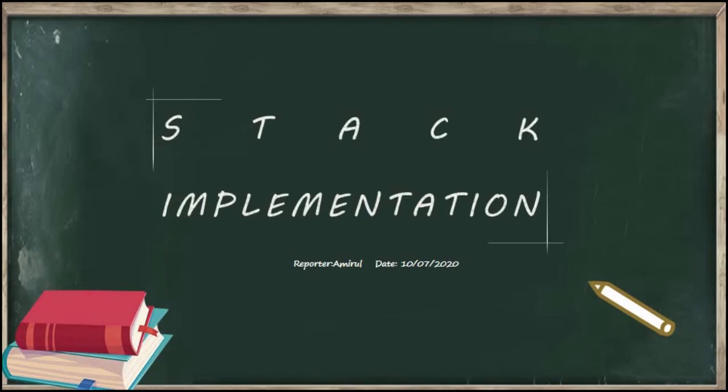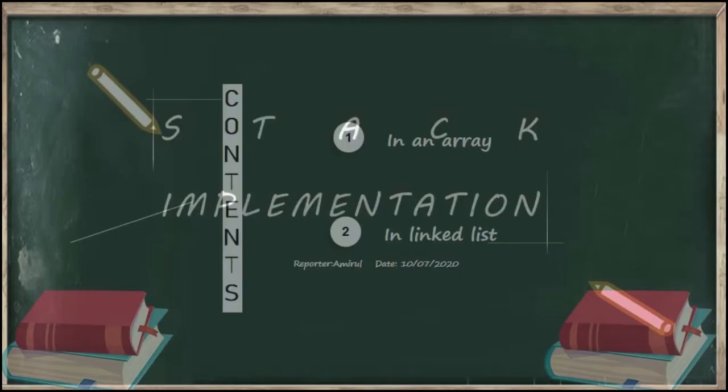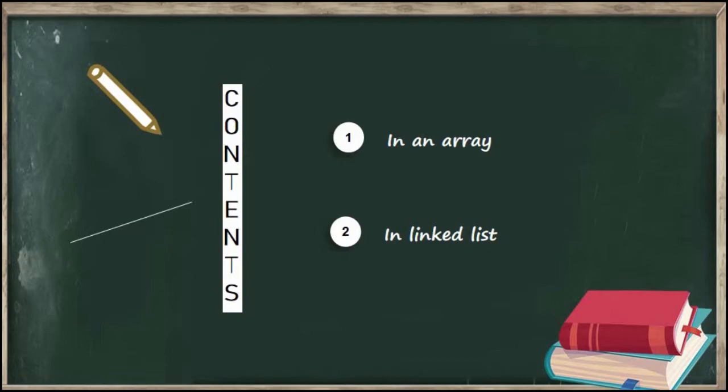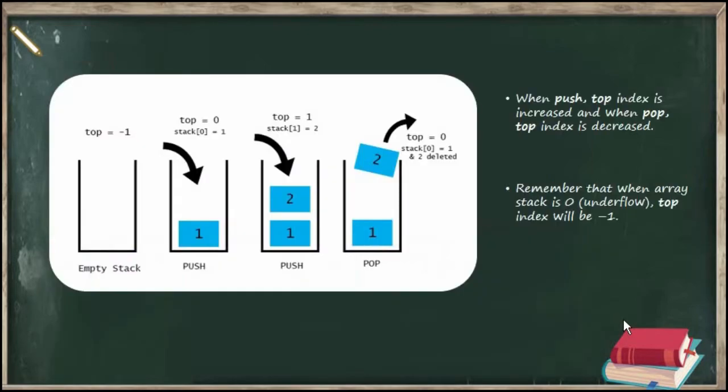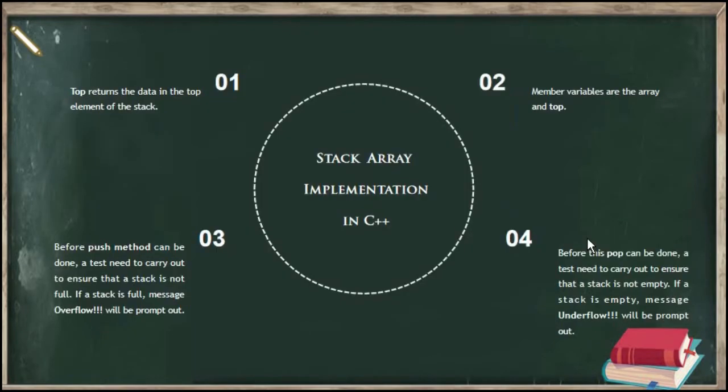I will explain it very quickly because we have many things in application. So implementation is divided into 2, which are array and linked list. First, stack in array. For a stack in an array, the number of elements in the stack is fixed. The initial position, which is 0, will always be the top. See the ring below, top. When we add an item, the top is increased, and when we pop out an item, the top is decreased. Remember that when the array stack is empty, which is underflow, top will always be index -1.